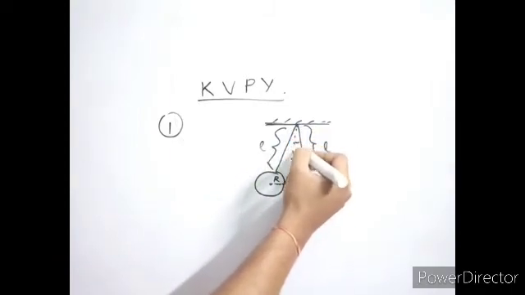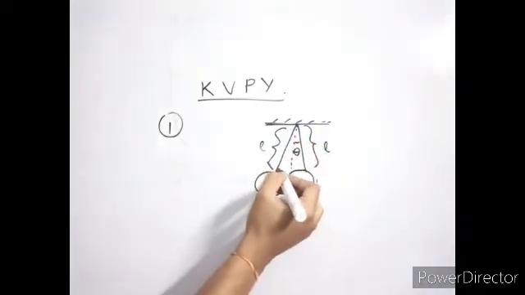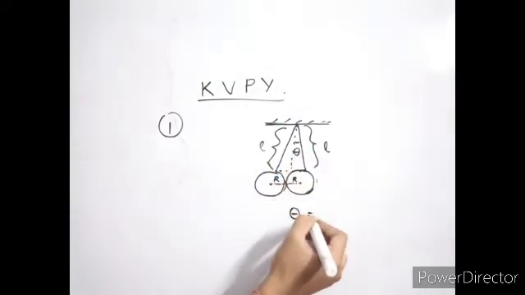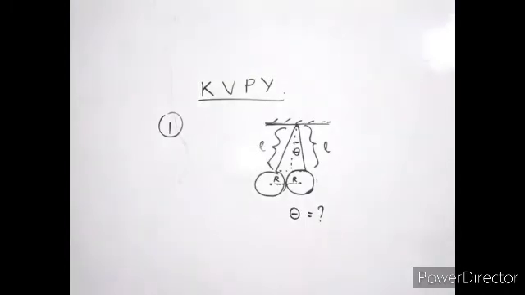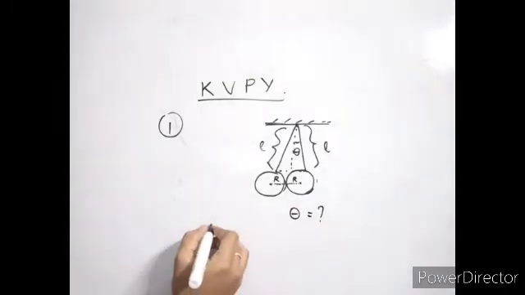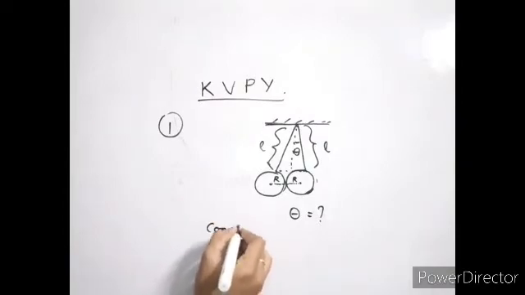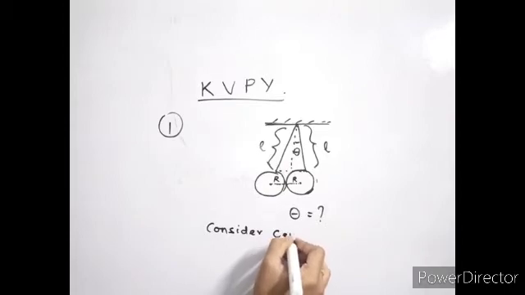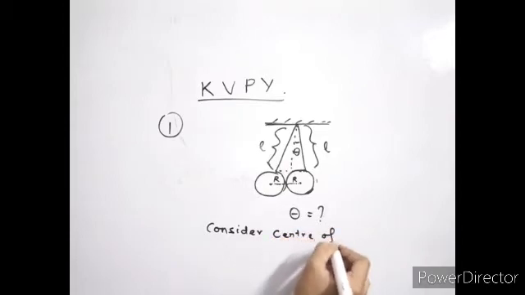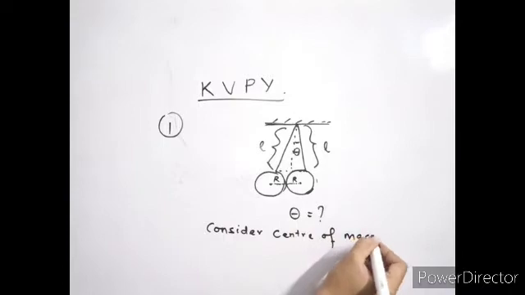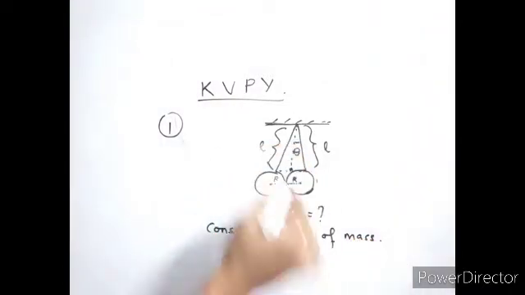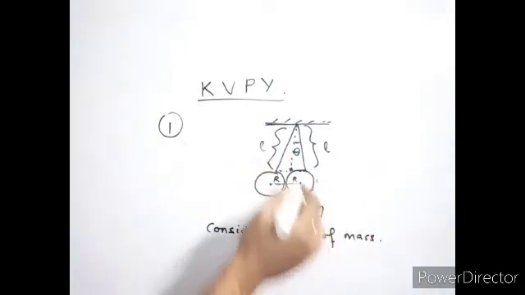So now in the equilibrium condition, the masses being different, obviously the center of mass is shifted away from the center. We need to find the angle theta that the second mass makes with respect to the vertical line. So we need to consider the center of mass, and that position will help us to determine theta.